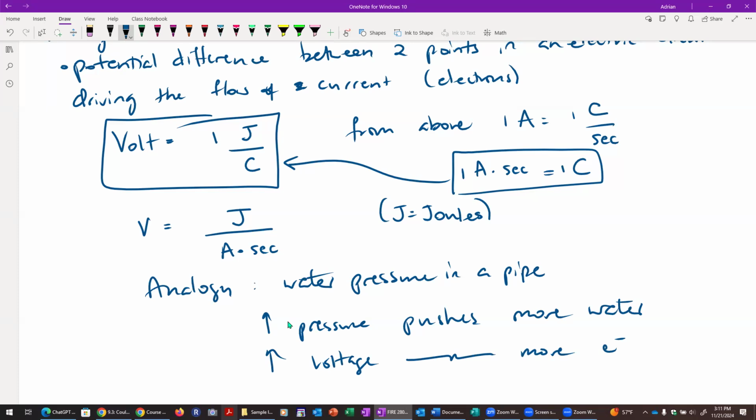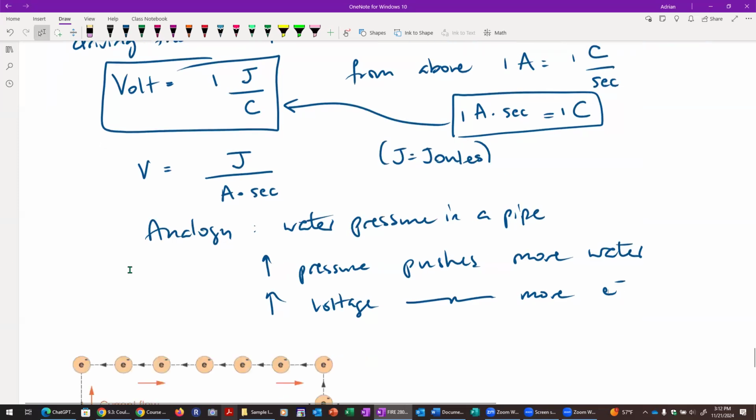Right. So again, maybe that makes sense, maybe it doesn't make as much sense. But that's the analogy that people typically use here to make sense of some of these variables. So we talked about current, talked about voltage. The third thing we'll take a look at here is resistance.